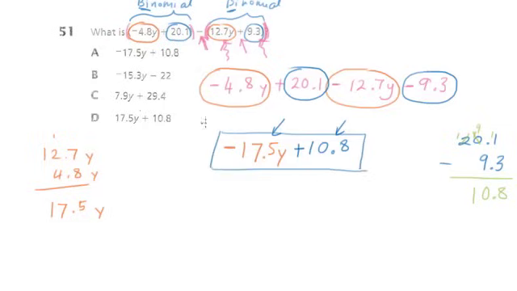And so I'm looking for my answer. It almost looks like D, but this doesn't have a negative there, so it's not D. It's not C, it's not B. Looks like it's exactly the same as what's in A. So A is our answer for number 51.